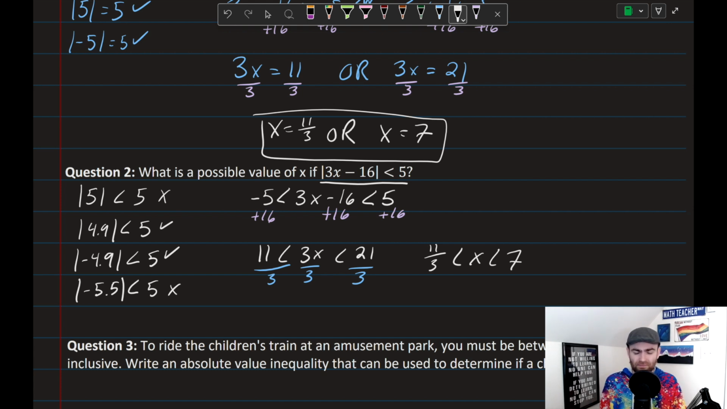11 thirds is interesting to think about. The largest number I can divide this by without going over would be 9, so that'd be 3 and 2 thirds. So something between 3 and 2 thirds and 7, we could pick 4, 5, 6, or any decimal number or fraction in between. I'll pick a 4.